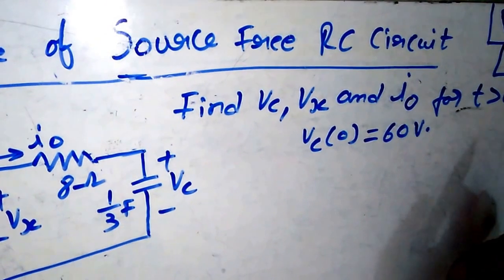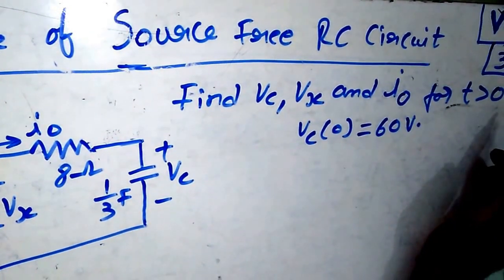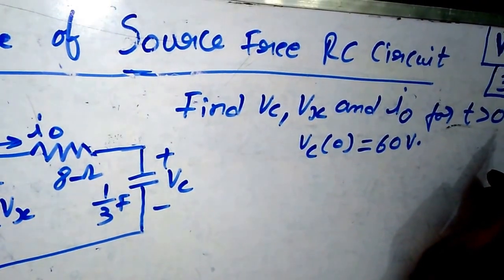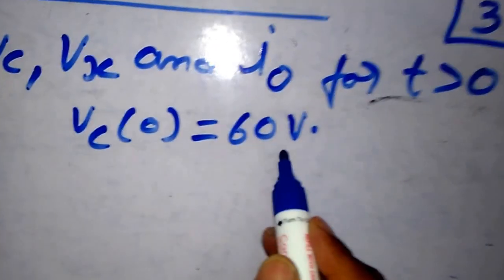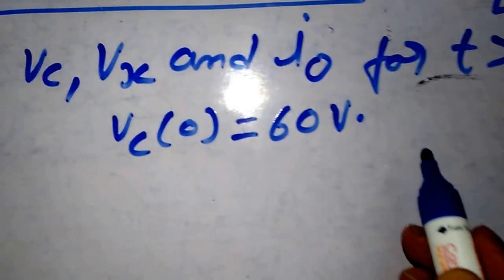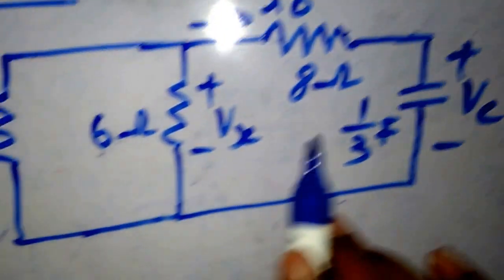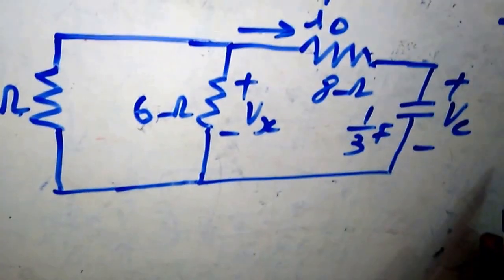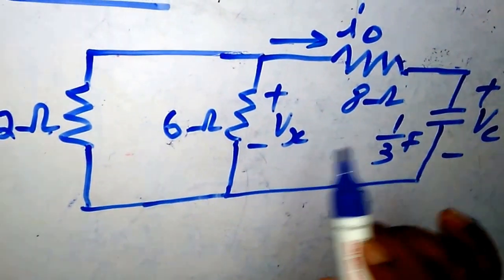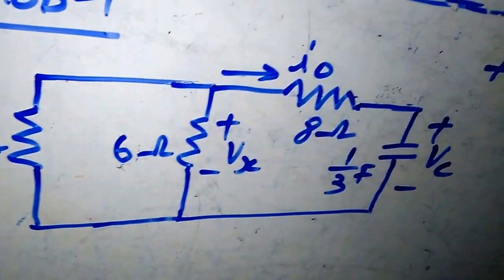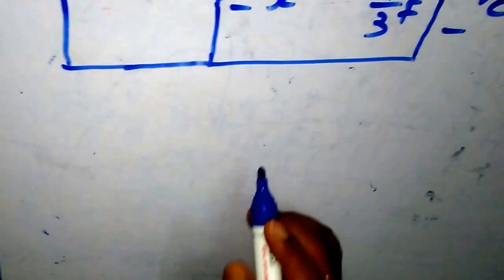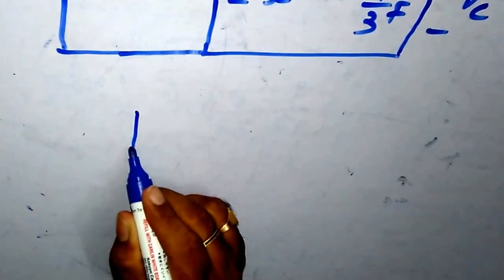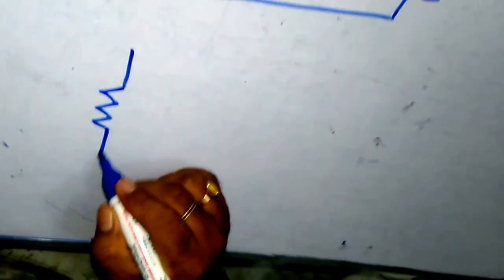What is the meaning of it is, for t less than 0 there may be the initial condition, that is Vc of 0 equal to 60 volts at t equal to 0, and here there is no voltage source, but because of the initial conditions, this circuit you can treat as a source free RC circuit. Now our aim is to reduce this circuit to the form of our general circuit. What the general circuit is, I explained during the derivation.